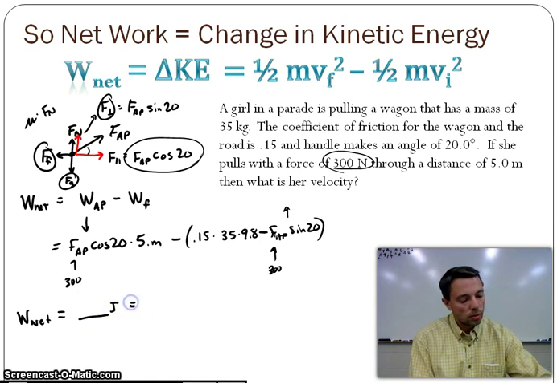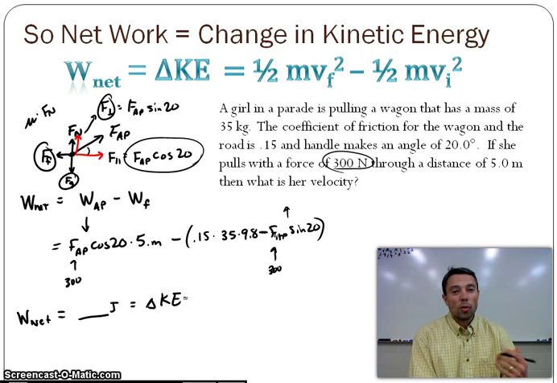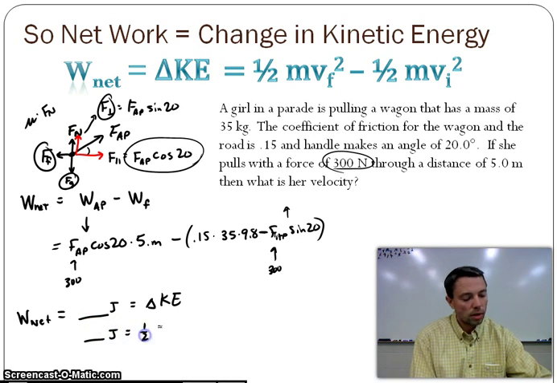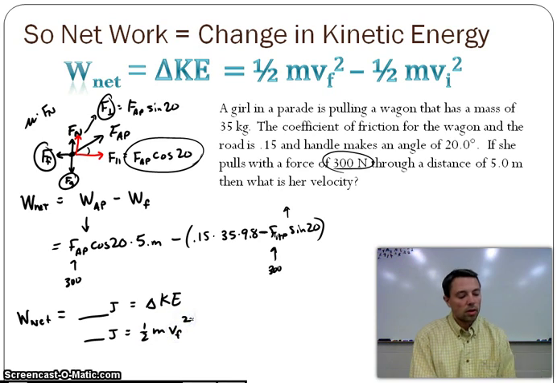Now that's equal to my change in kinetic energy. Okay? Well, because I start at rest, my initial velocity was 0. So in other words, the joules that I have for my net work is just equal to 1/2 m, my final velocity, squared. And I know my mass, it's 35, and so now I can actually solve for v_f.